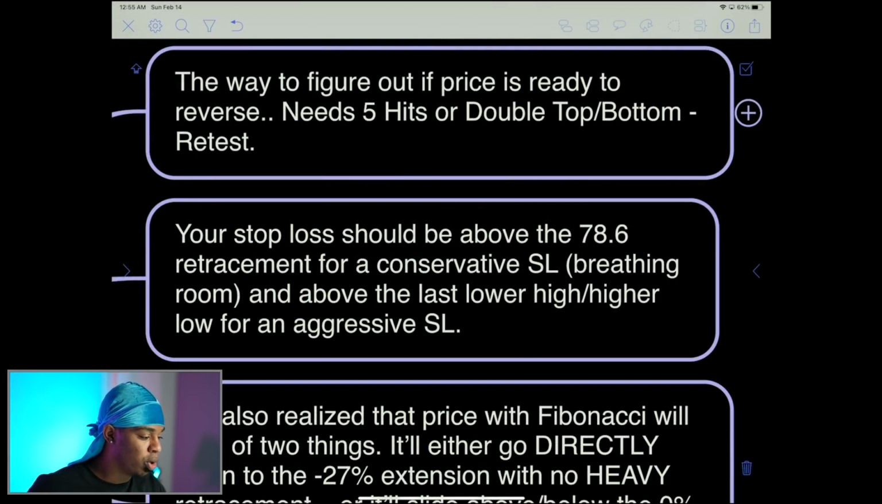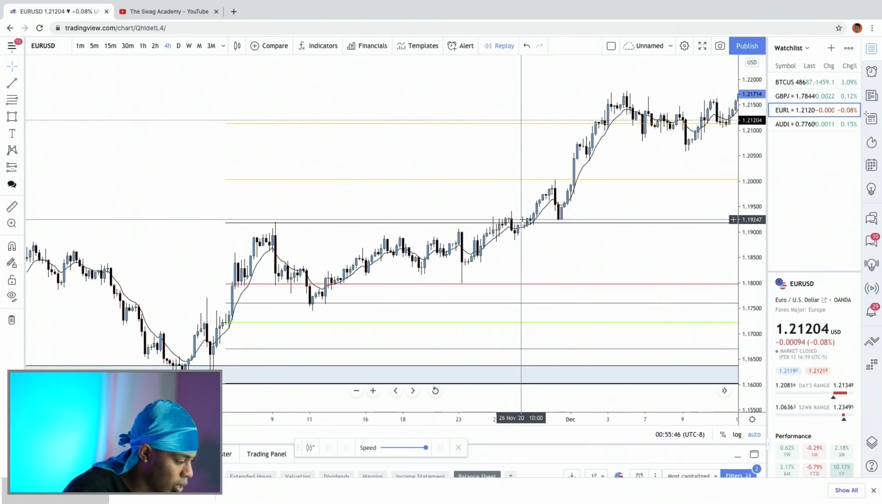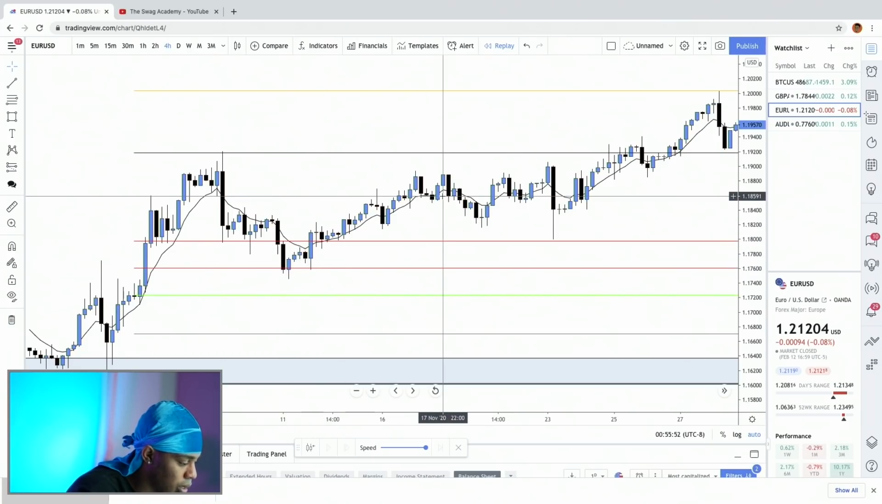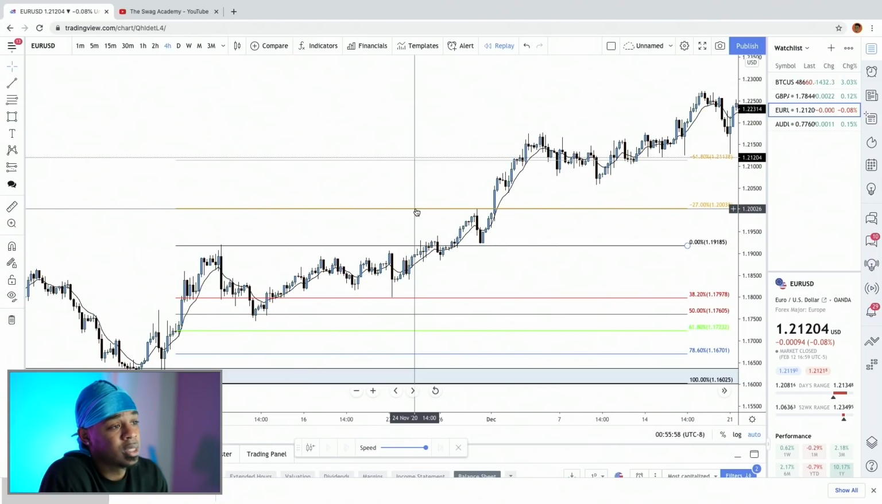But now back to my points, what I did realize is the way to figure out if price is ready to reverse off the 38.2, the 50, the 61.8 is it needs about 4 to 5 hits on that level on 38.2, 50, or 61.8 before reversing, or it has to be a double bottom or a double top. So for example, if I go back to my charts again, you can see clear as day on a 4-hour time frame, this is a double bottom. Boom, bottom, up, came back, retested, and then it pulled right up. And I can show you more examples as I get deeper in the video on how it usually hits about 4 or 5 times, or it's a double bottom or a double top before it reverses.